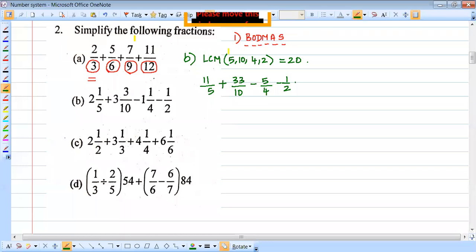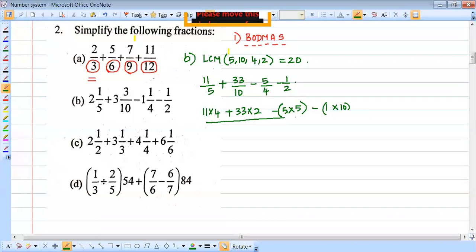So here what is the answer we will get? 4 times you will get 11 into 4. Here if you want to get 20 means you should multiply with the 2 times. 33 into 2 minus 5 into. So be careful, we are dealing with a negative number. So we have to be very careful about this. 5 into, okay. So we need to multiply this one with 5. Then only we will get 20 as the denominator minus 1 into 10 times.